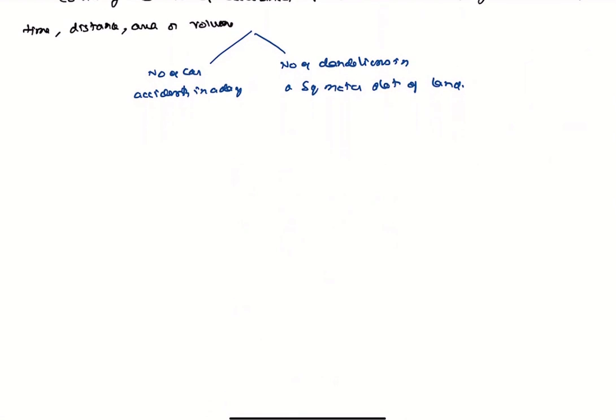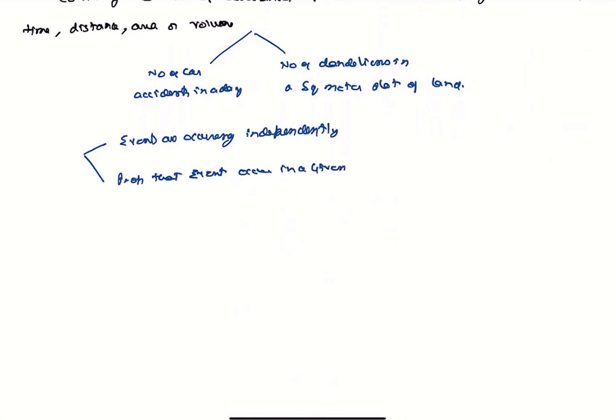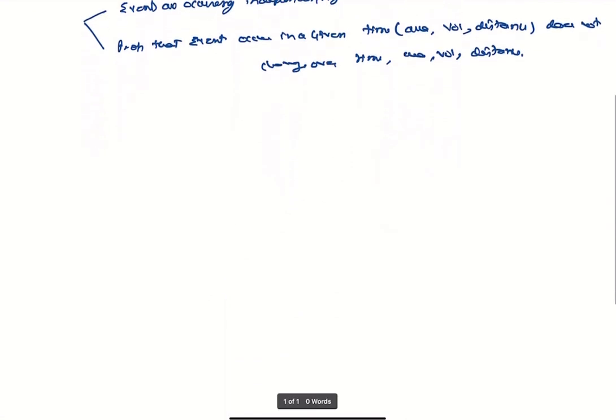The situations are two: that events are occurring independently, and the probability that an event occurs in a given length of time, or area, volume, distance, depending on the situation, does not change over time, area, volume, or distance. If these conditions hold, then the random variable has a Poisson distribution.